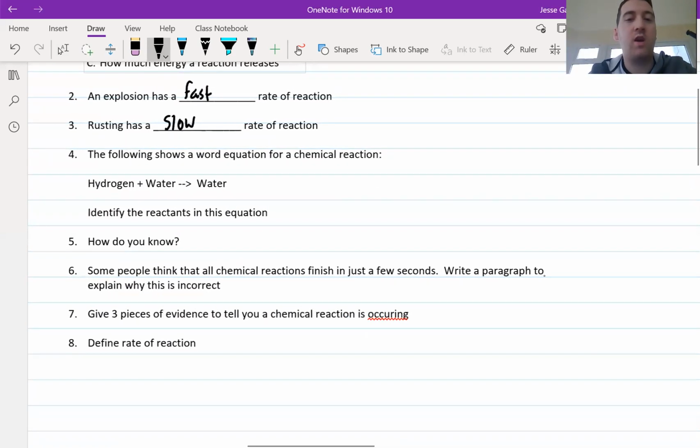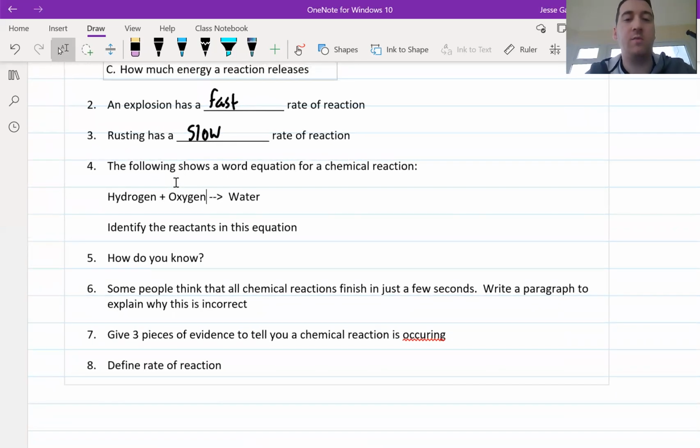The following shows a word equation for a chemical reaction. Hydrogen plus water. Oh, that's wrong, isn't it? Sorry, hydrogen plus oxygen, that should say. That's my fault. Now what I need you guys to do is pause and fix what you've written down. Do that now. Okay, so hydrogen plus oxygen gives you water.